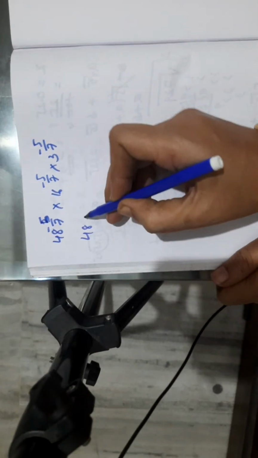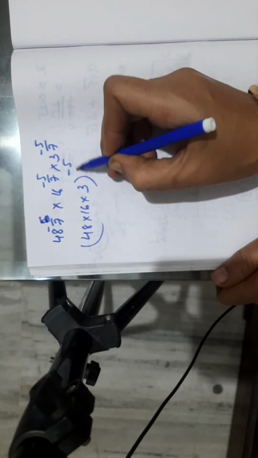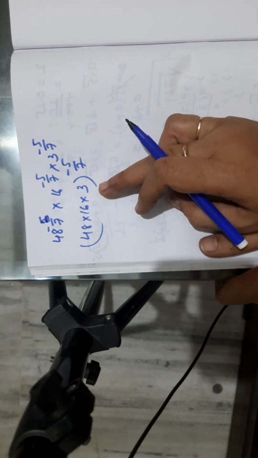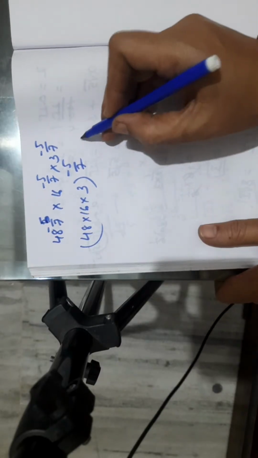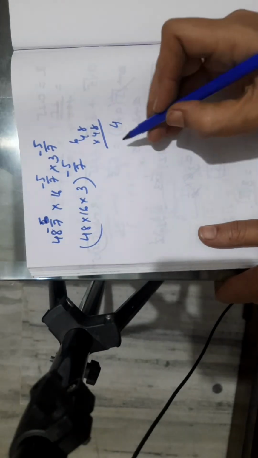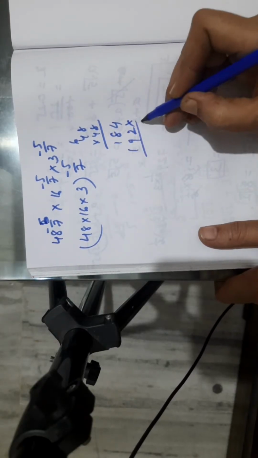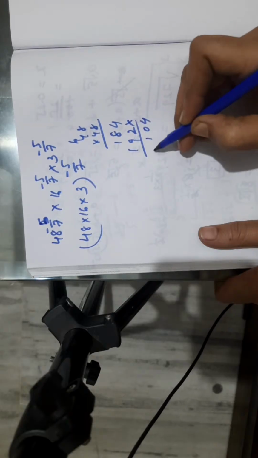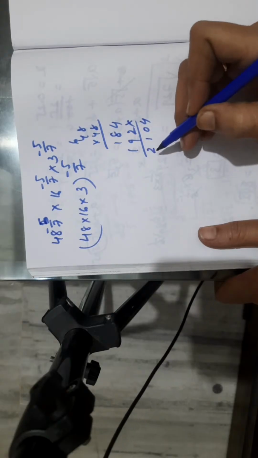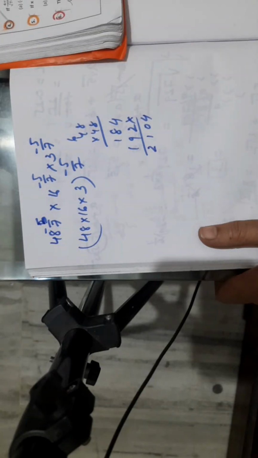So 48 multiplied by 16 multiplied by 3, overall power minus 5 by 7. Now multiply them. 48 into 48, it's 48 square. So 48 multiplied by 48. 2304, we are not getting that one.